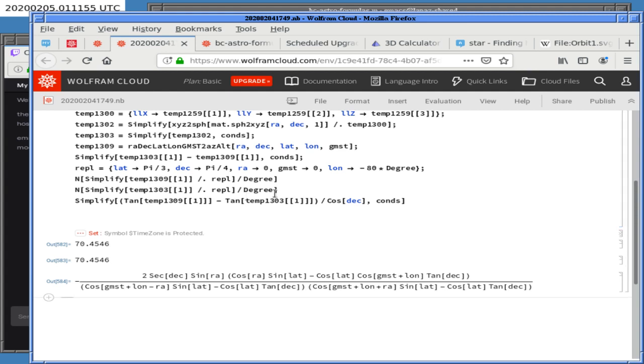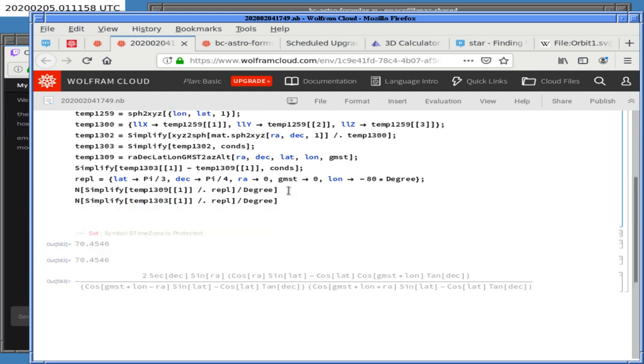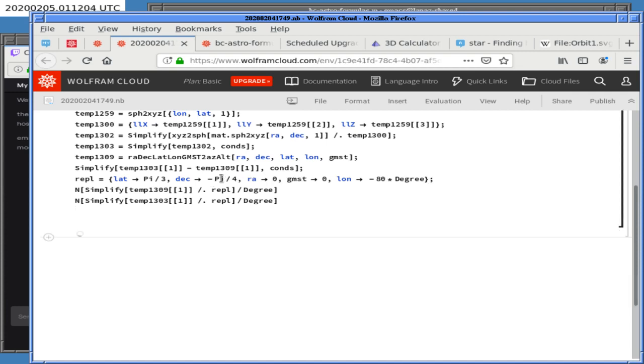Okay, so let's go ahead and look at some other numbers here. How about declination of minus pi over 4? What does that do? Minus 45 degrees. Okay. So right now, it's looking pretty good.